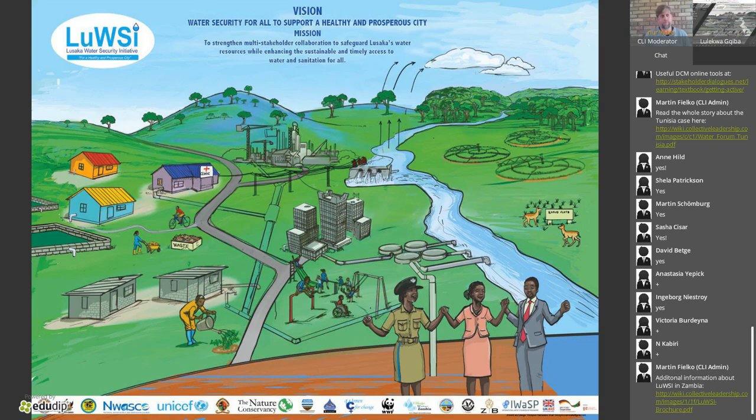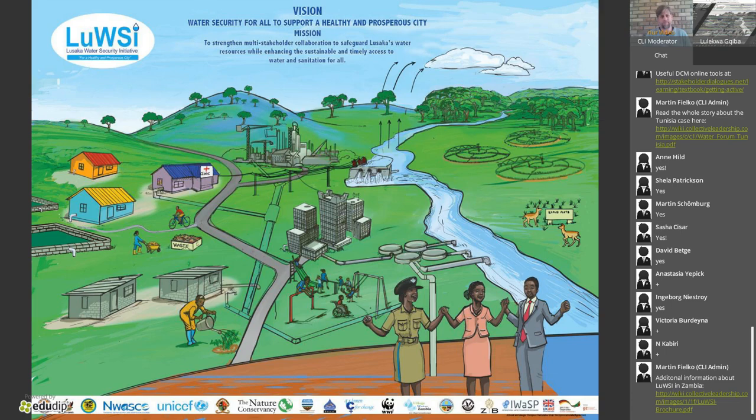As you might know, at the moment Southern Africa is experiencing drought, with South Africa and especially Cape Town severely affected. For example, in Cape Town, right at this moment, we are happy today that we have rain, because we only have about 85% of clean water left in our dams. So there are also some similarities between Cape Town and LuWSI.